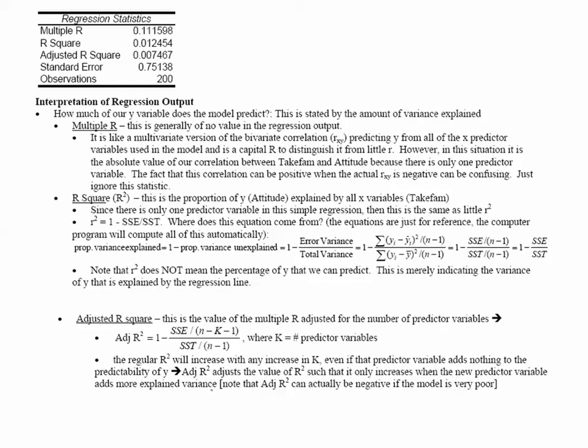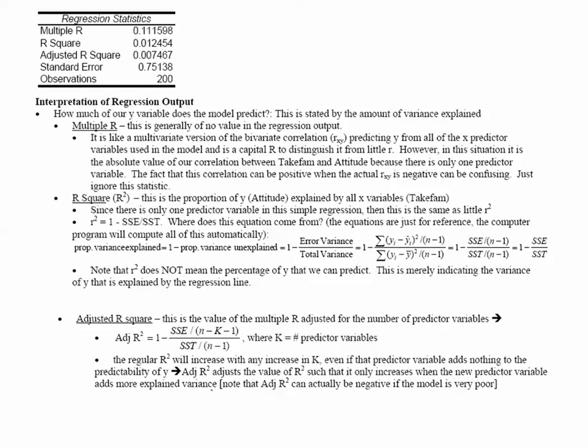The R squared is the proportion of the y, or dependent variable, attitude, or the variation in y, that is explained by the variation in your x, or independent variable, which in this case is take-fam. It is measured by taking the ratio of the error variance to the total variance. So it's how much of that variance in my observations am I removing by putting this best fit line through the data.